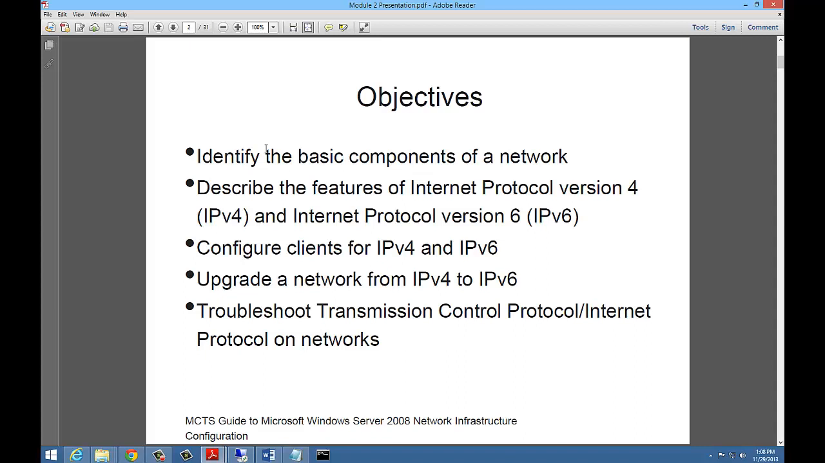We're going to identify the basic components of a network, describe the features of IP version 4 and IP version 6, which you'll be doing some of that in your labs as well, configure clients for 4 and 6, upgrade a network from 4 to 6, and troubleshoot TCP/IP.